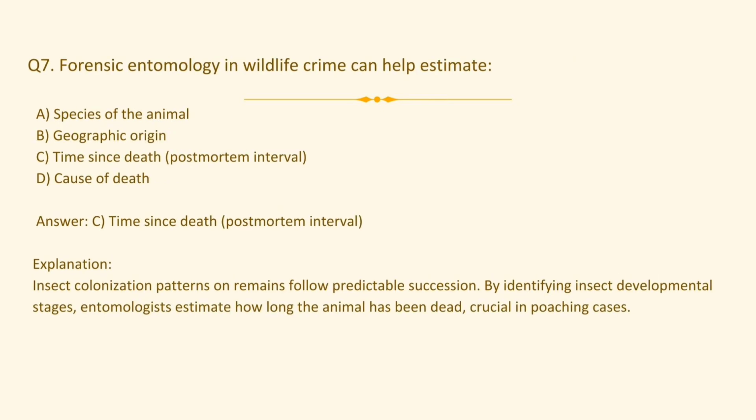Seventh, forensic entomology in wildlife crime can help estimate? Answer, time since death. Insects reach animal remains in a predictable order and also develop at known rates. Now, studying these stages helps estimate how long the animal has been dead, which is important in poaching investigations.